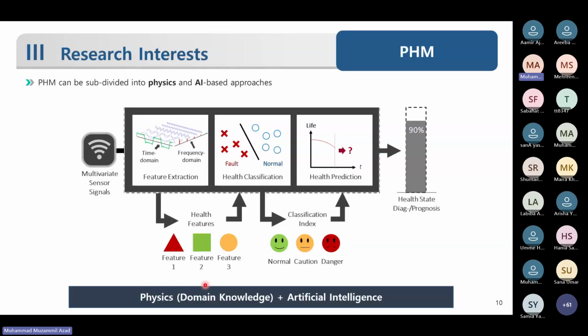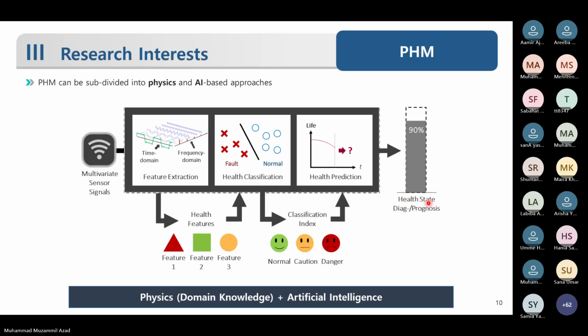So here we can see an example of the features, that they can be of different forms, and based on these features we can identify the classification index, where either the system is operating under normal conditions, or it has some caution, or there is some danger of the failure of the system.